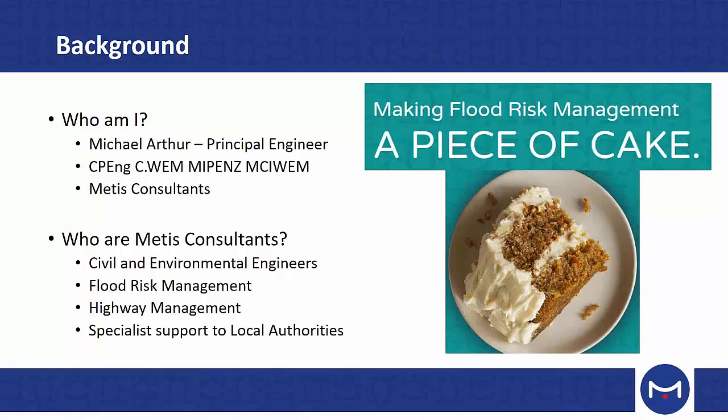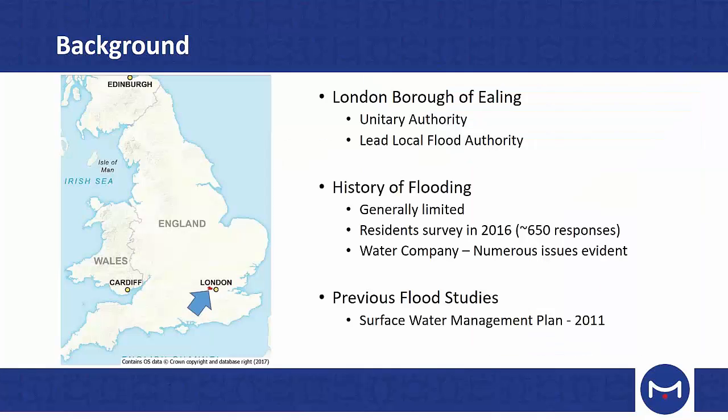We worked for the London Borough of Ealing, which is a borough in the western part of London. It's a unitary authority and also a lead local flood authority. The history of flooding within the borough is generally limited, so as part of this work we assisted Ealing with running a borough-wide resident survey, from which we received about 650 responses. The local water company here, Thames Water, also had quite a few local drainage incident records, so we were fairly sure we were looking in the right place.